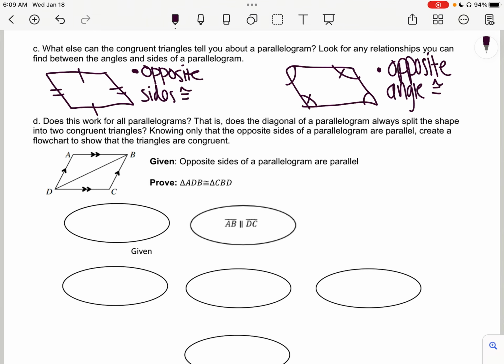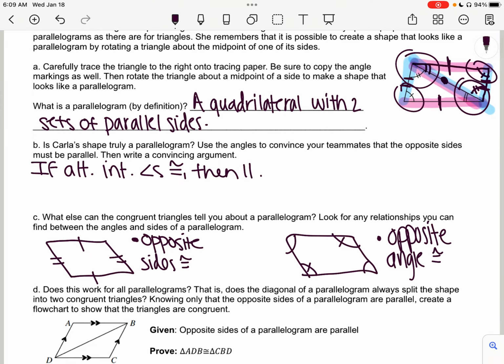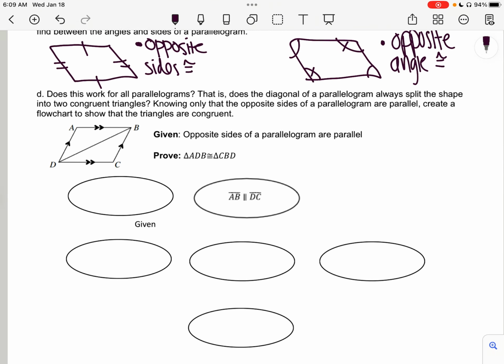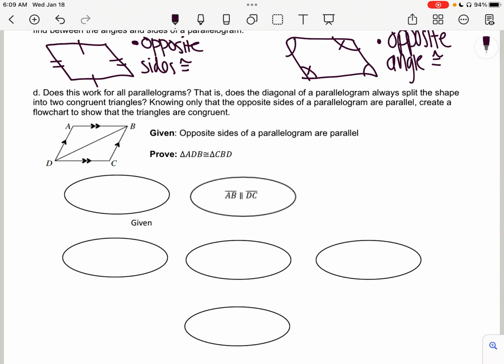So part D, it says, does this work for all parallelograms? So this worked in this special situation up here for this parallelogram, but is it generalized to everything? That is, does the diagonal of a parallelogram always split the shape into two congruent triangles?